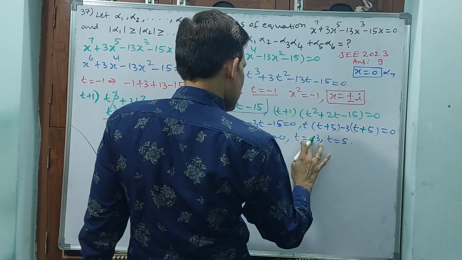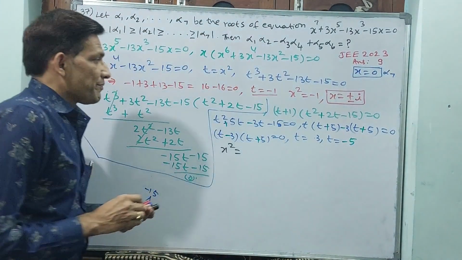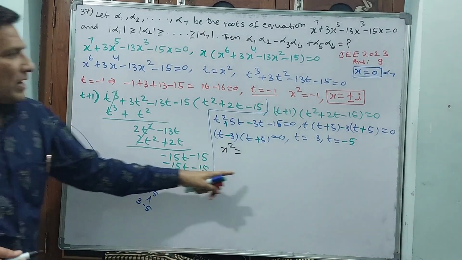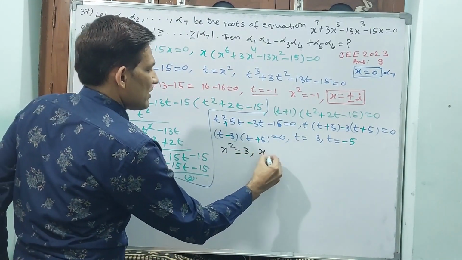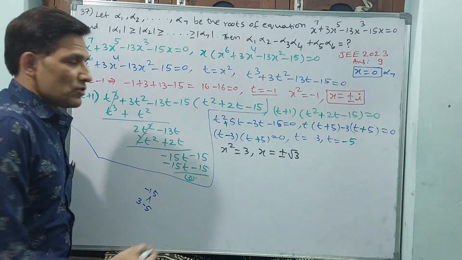Okay, then t is equal to 3 and t is equal to minus 5. Okay, like that it has to come. Small mistake happened, you correct it. Now go back. x square is equal to t, x square is equal to 3, then x will be plus or minus root 3. This also you box.